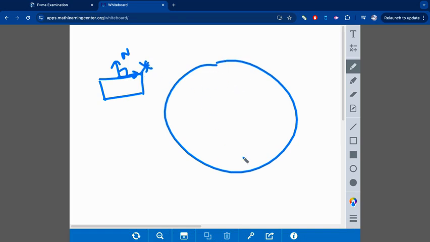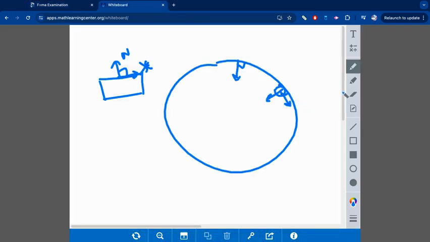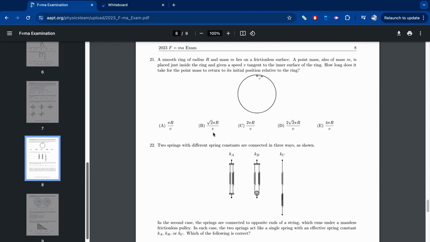So similarly for this smooth ring, we know that at all points, the force that it exerts on the ball is going to be perpendicular. And since the ball is moving tangent to the inner surface, the force that is going to be exerted on the ball is going to be perpendicular to the velocity. So it's going to do no work on the ball, which means that its velocity is going to stay constant throughout. So the time is just going to be the circumference over the constant velocity. So it's going to be 2 pi r over v, which gives us C.